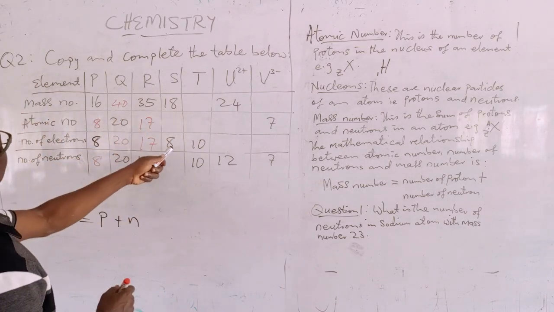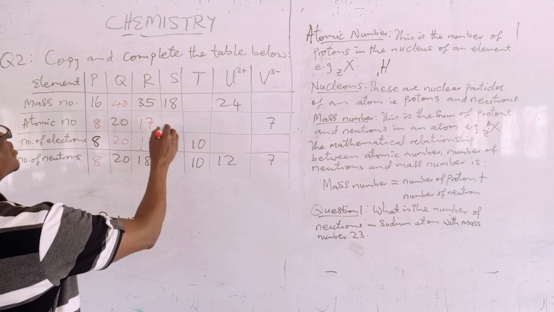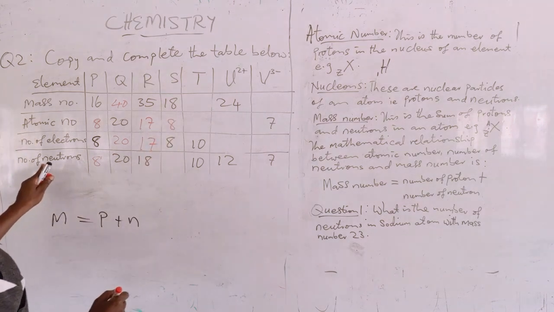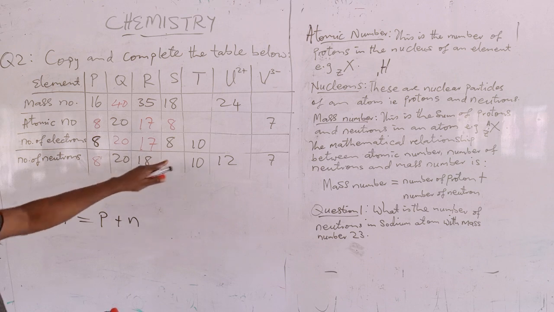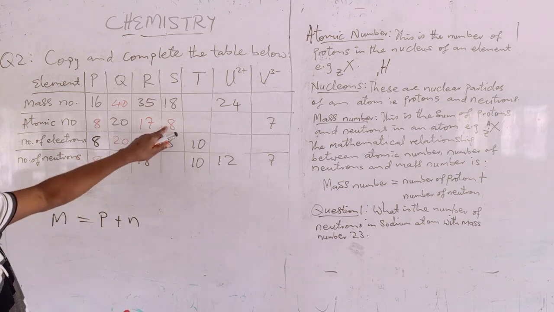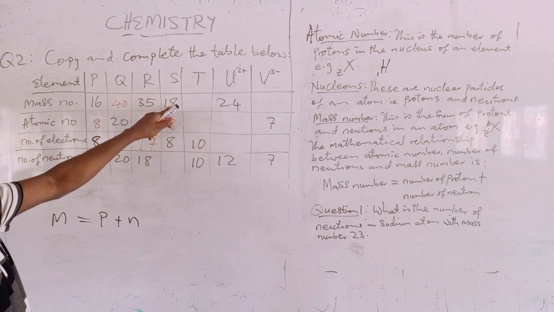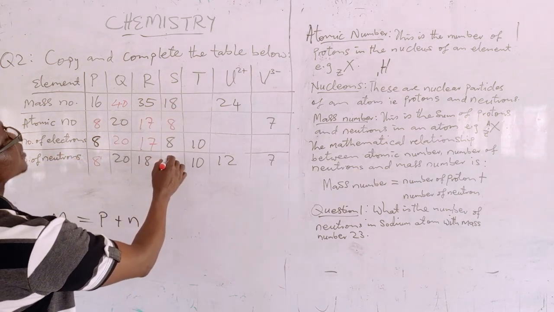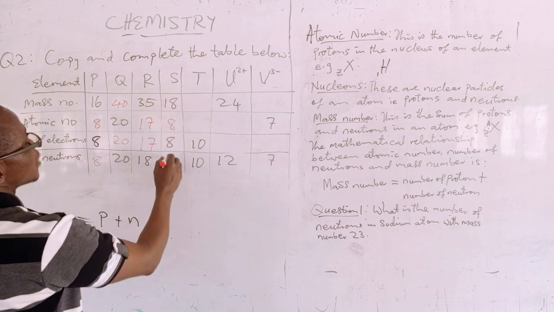Move down to this place. Mass is this. Electron is this. This is also the same with this. Now, check this. This is neutron. How do I get neutron? Subtract proton from the mass, you get neutron.